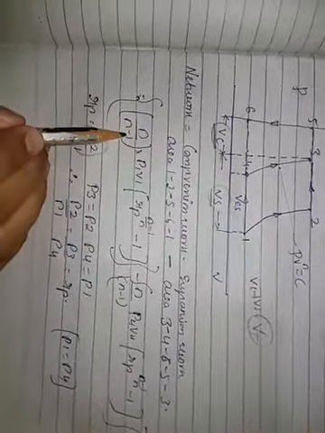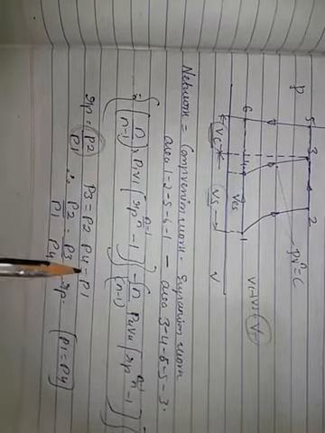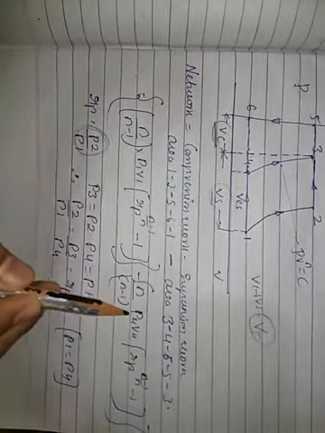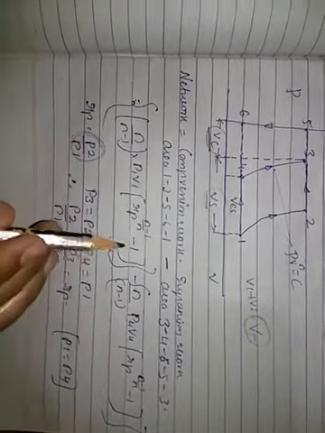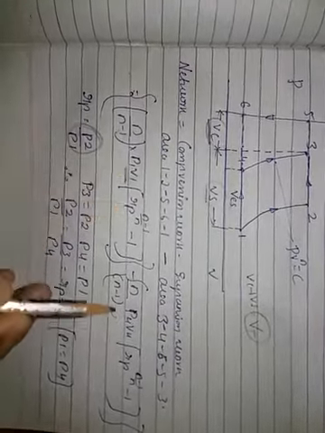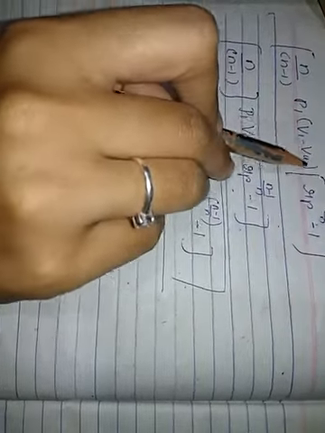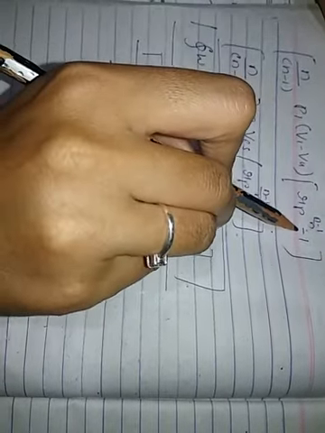See, n upon n minus 1 is common. We know that P1 is equal to P4, so I will substitute P1 for P4. This Rp term is the same, so everything is common. What is not common? V1 and V4 are not common. So what is remaining? n upon n minus 1 into P1 (V1 minus V4) into Rp raised to n minus 1 upon n.